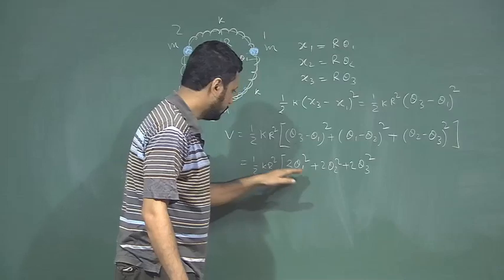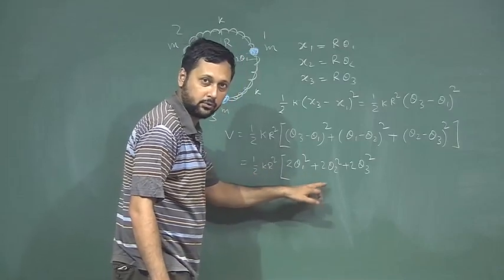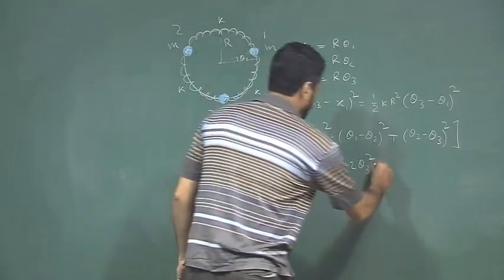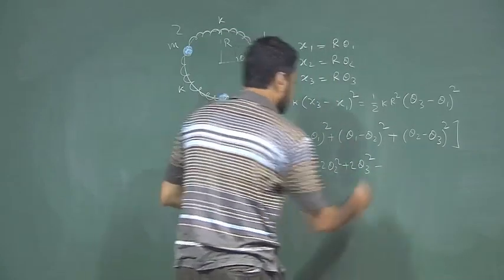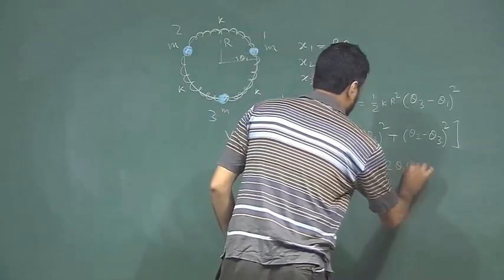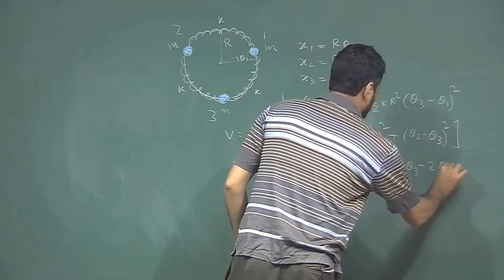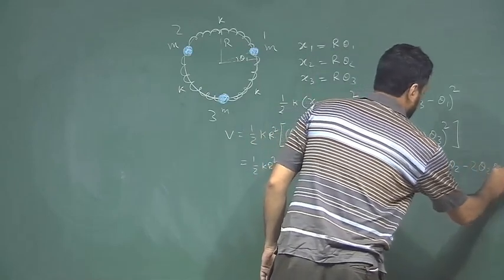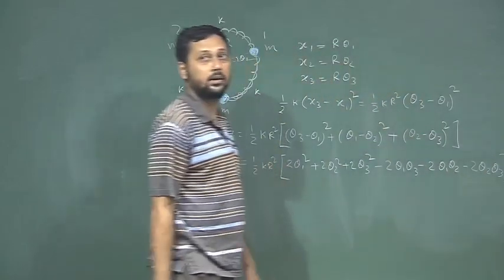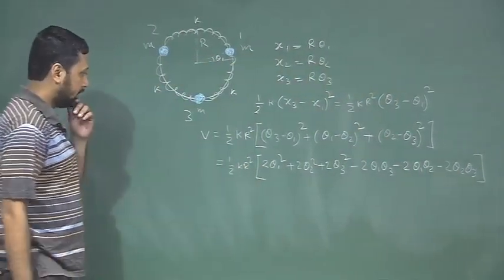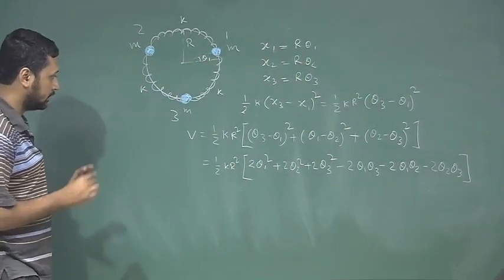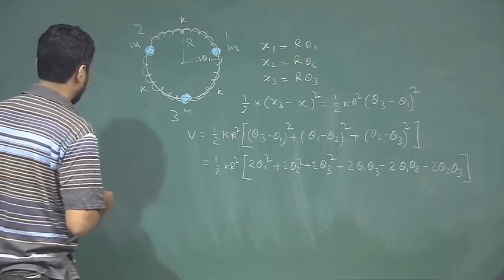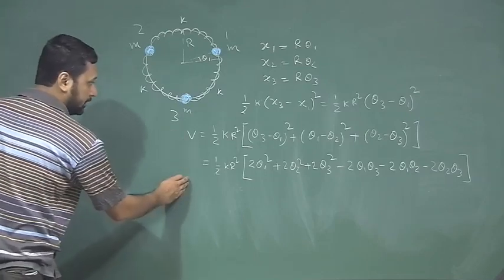So, we have 2 of each of theta 1 squared, theta 2 squared and theta 3 squared, and then we have minus 2 theta 1 theta 3 minus 2 theta 1 theta 2 minus 2 theta 2 theta 3. Okay. So, I think we have written that entire expression nicely.